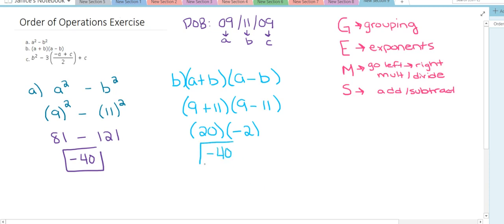20 times 2, and then you have a positive times a negative. So look at that. I got negative 40 for both of those, which is pretty cool. That might not happen for everybody, but with this birthday, that's what seems to be working.